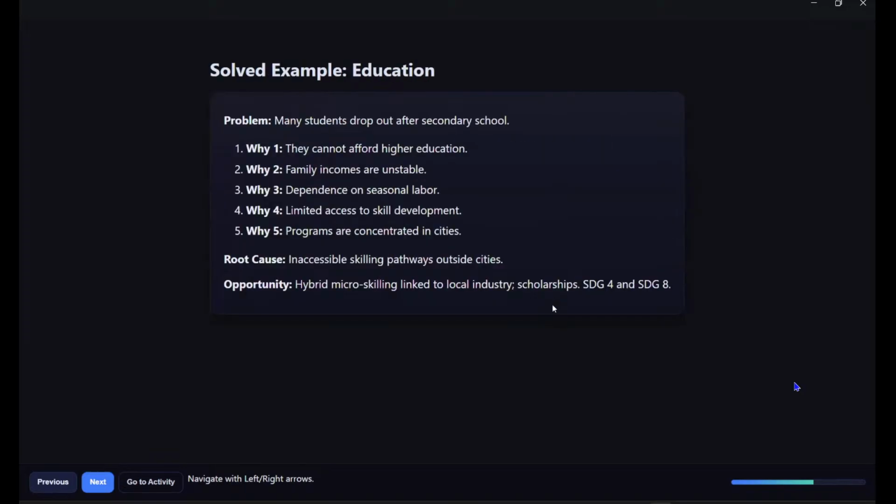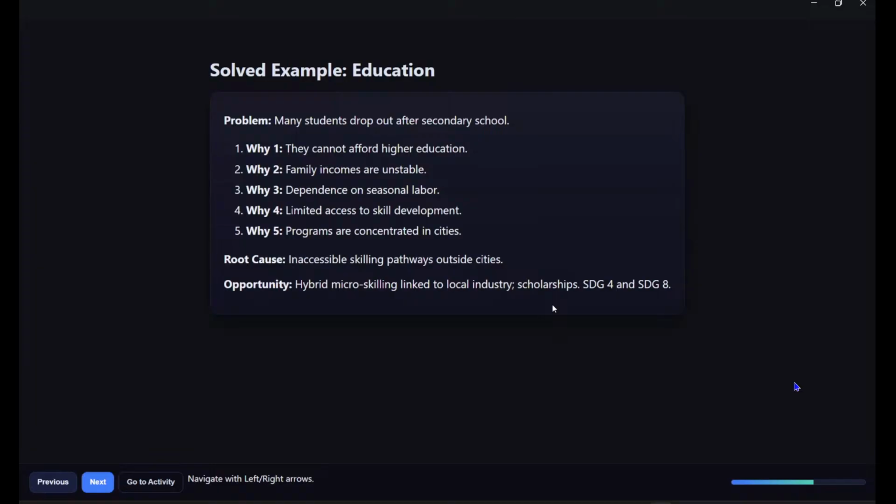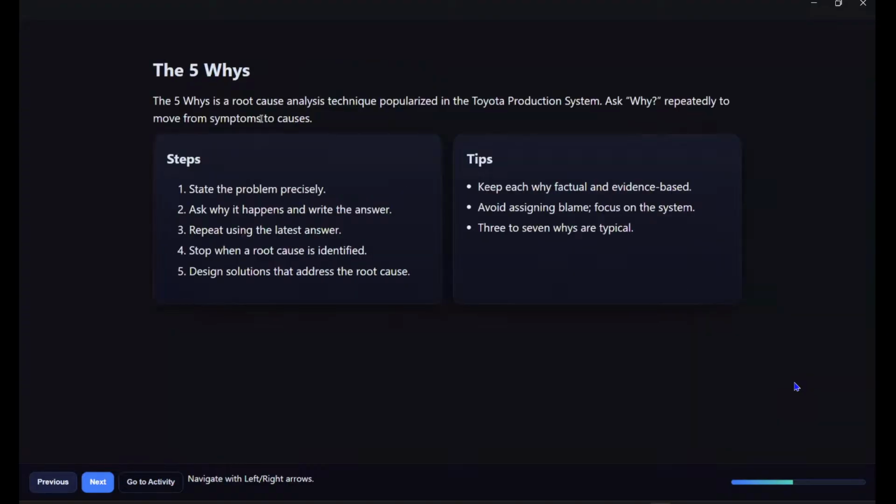As I have shown in the two examples, one in healthcare and one in education, the problem is very specific. We are not trying to solve the entire healthcare system or the entire education system. We are trying to solve a very particular problem. That is what I meant when I talked about stating the problem precisely.